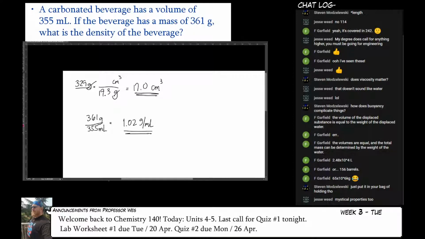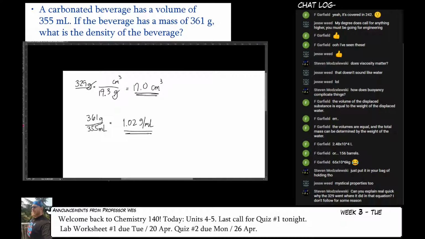That's probably a common, moderate sugar soda, I would say. If you're in 161, you will be calculating the sugar quantity in beverages based off of their density as well.